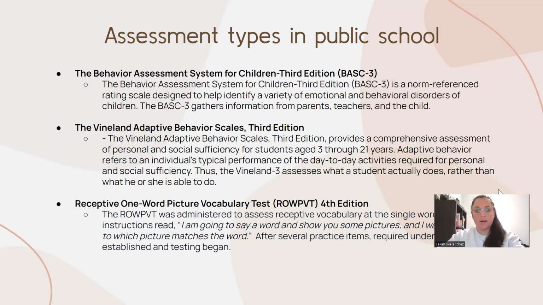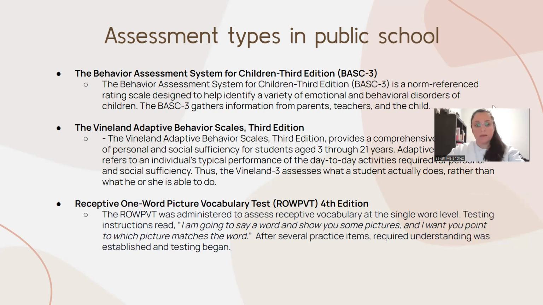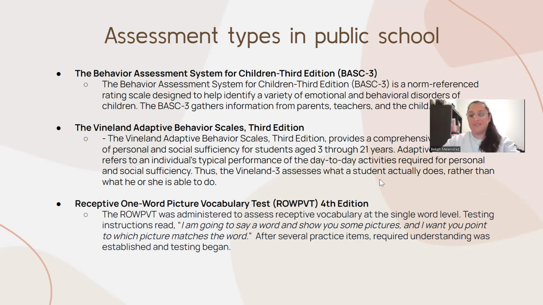The Vineland Adaptive Behavior Scale refers to the individual's typical performance, the day-to-day activities required for personal and social sufficiency. This focuses on what the child does rather than what he or she is unable to do. What the student actually does rather than what he or she is able to do.